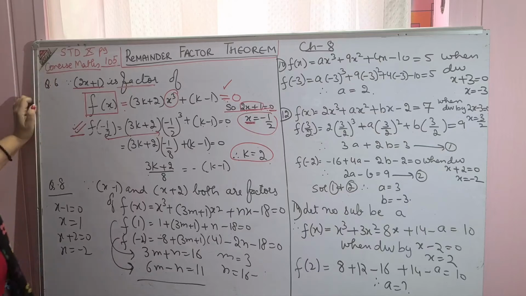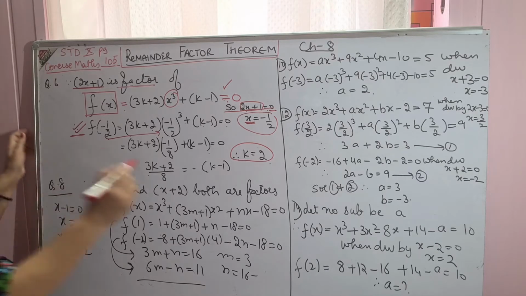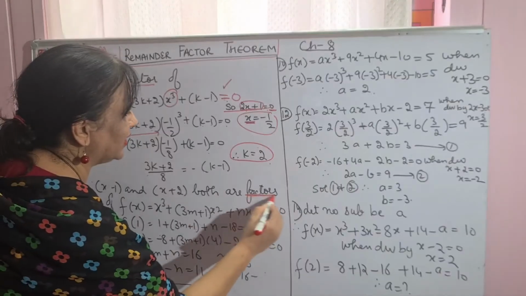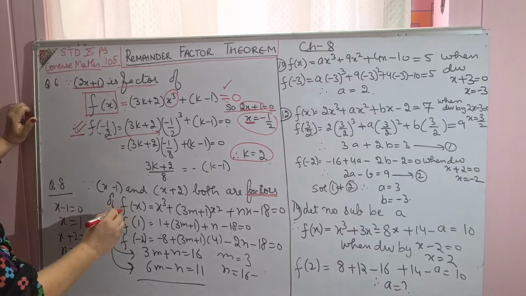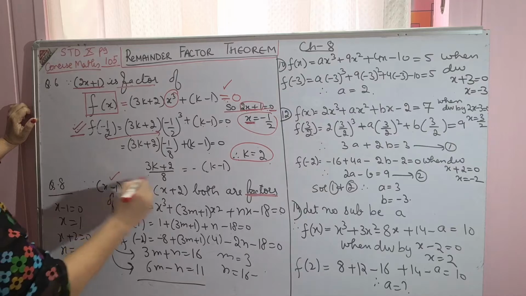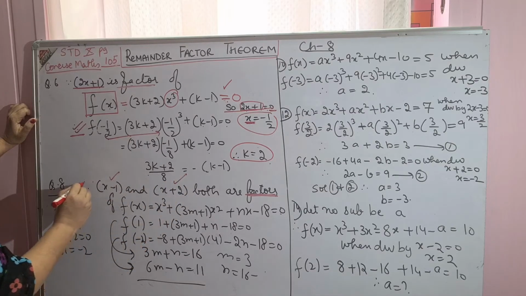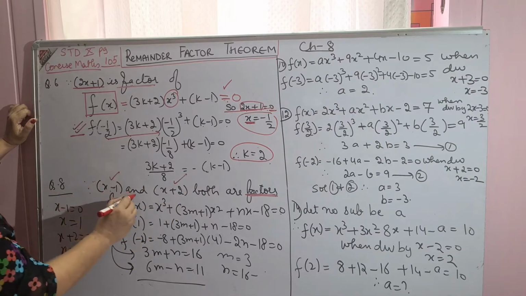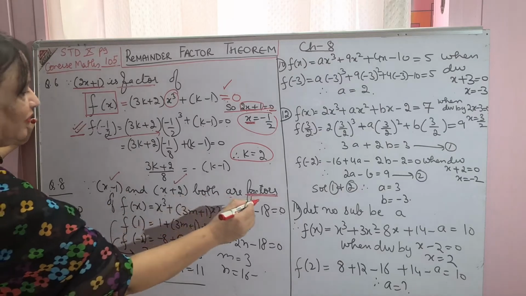Moving on to question number 8 of the same exercise. It says find the value of m and n so that x minus 1 and x plus 2 both are factors. Again the word factors has been used, and as you hear the word factor, underline it. I'm underlining just to make you understand. Your polynomial is equal to 0 in both cases, in the case of x minus 1 and in the case of x plus 2. See how I have written? Because x minus 1 and x plus 2 both are the factors.